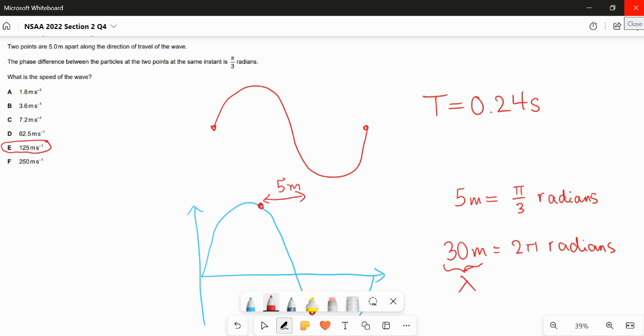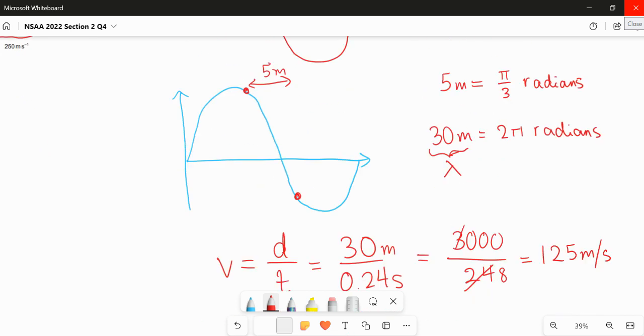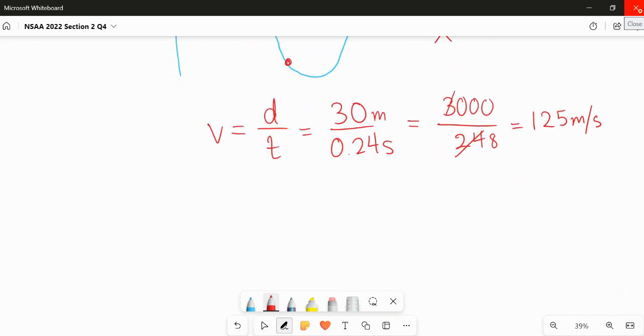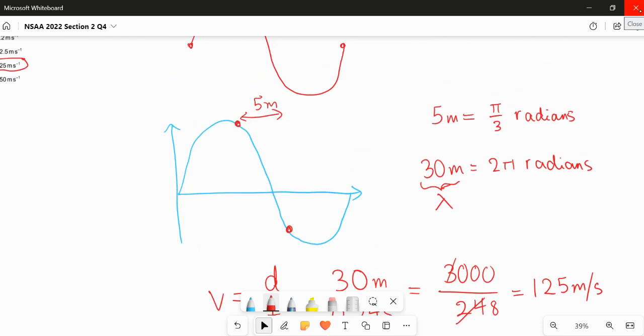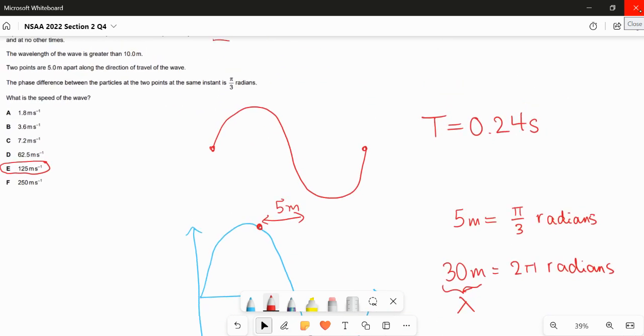Now, this was a slightly shorthand way of doing it, but the typical way that I'm sure most students will have done it is using the phase difference 2 pi times 5 over lambda, which is the phase difference, and then that will be equivalent to pi/3, and then solving for the wavelength. But here, because I knew pi/3 was a simple factor of 2 pi, or a sixth of 2 pi, I could just multiply by 6 to get the wavelength. So yeah, the answer is 125 meters per second is the speed of the wave.